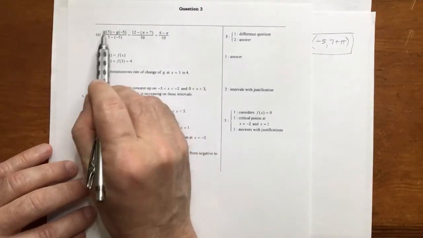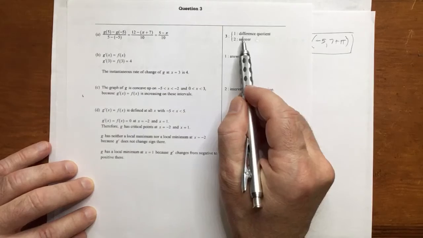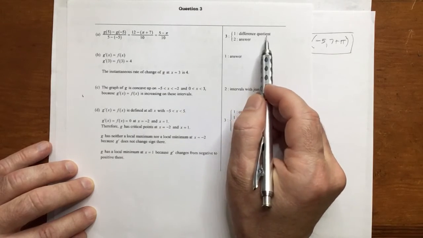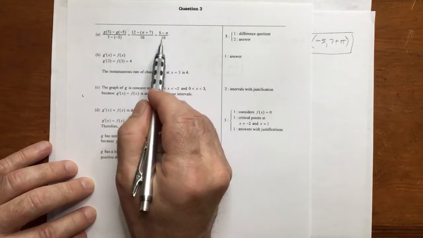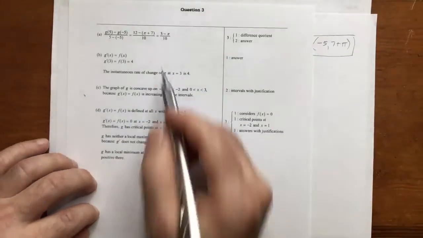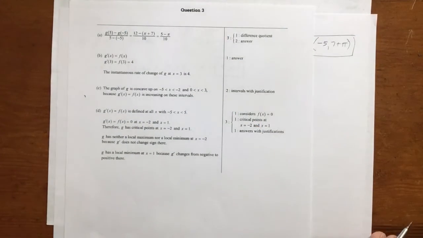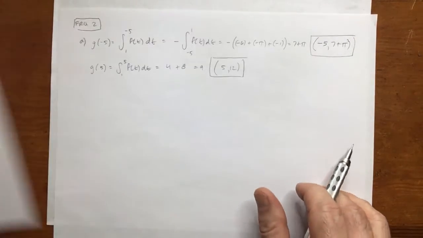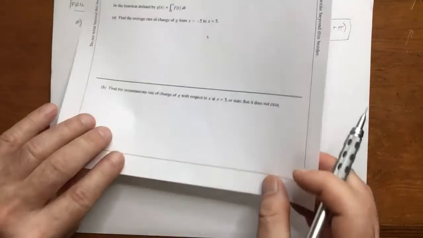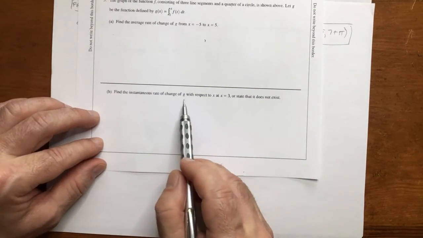Notice that this is just your old slope formula. They call it the difference quotient. We just find the slope and leave it in simplified form over here. Okay, part B. Find the instantaneous rate of change of g.